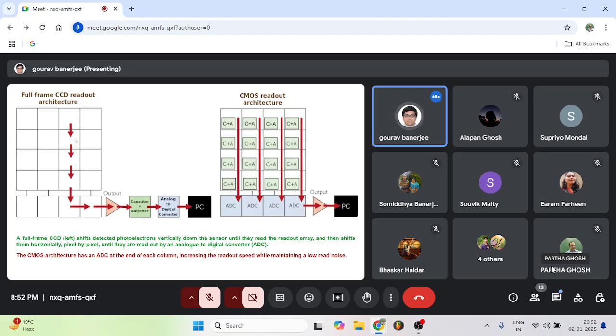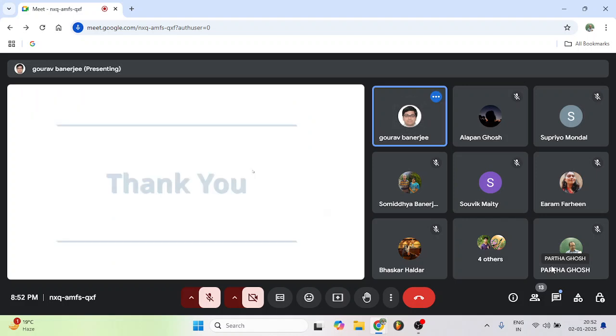The CCD is mostly cooled by liquid nitrogen, and for CMOS liquid nitrogen is not required. They can be cooled with the Peltier cooling system. So this is how detectors have evolved till now, and currently we are using all CMOS detectors in our astronomical observations. Thank you very much.